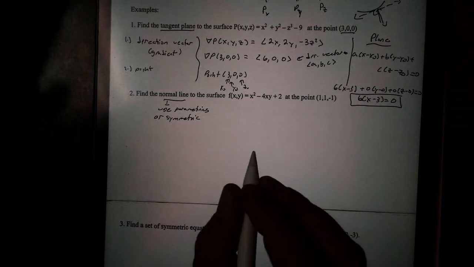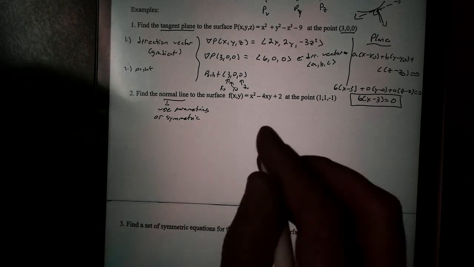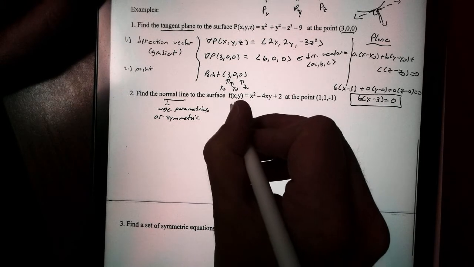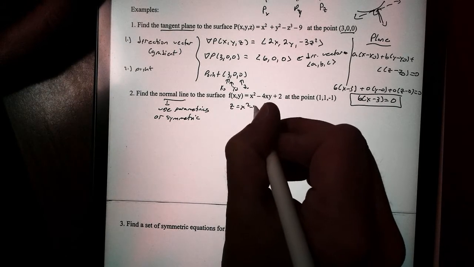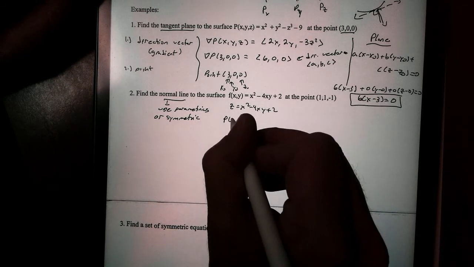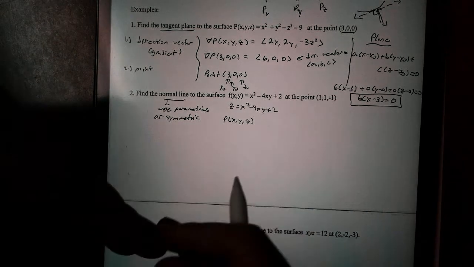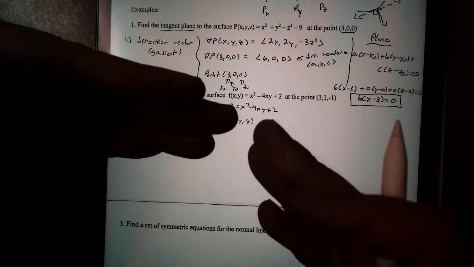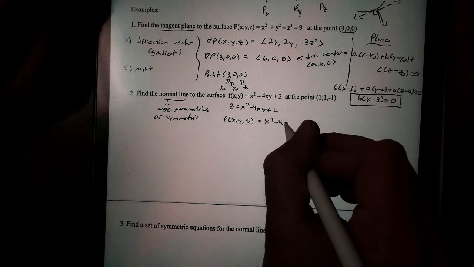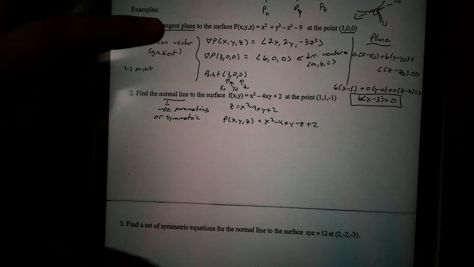So the first thing we need to do is we need to get our directions. So to do that, we need our gradient. So I'm going to write this, of course, as z equals x squared minus 4xy plus 2. And I'm going to write this as another equation, P of x, y, z. See, now I'm in 3 space. Now I'm being able to get my level surfaces, right? x squared minus 4xy minus z plus 2.